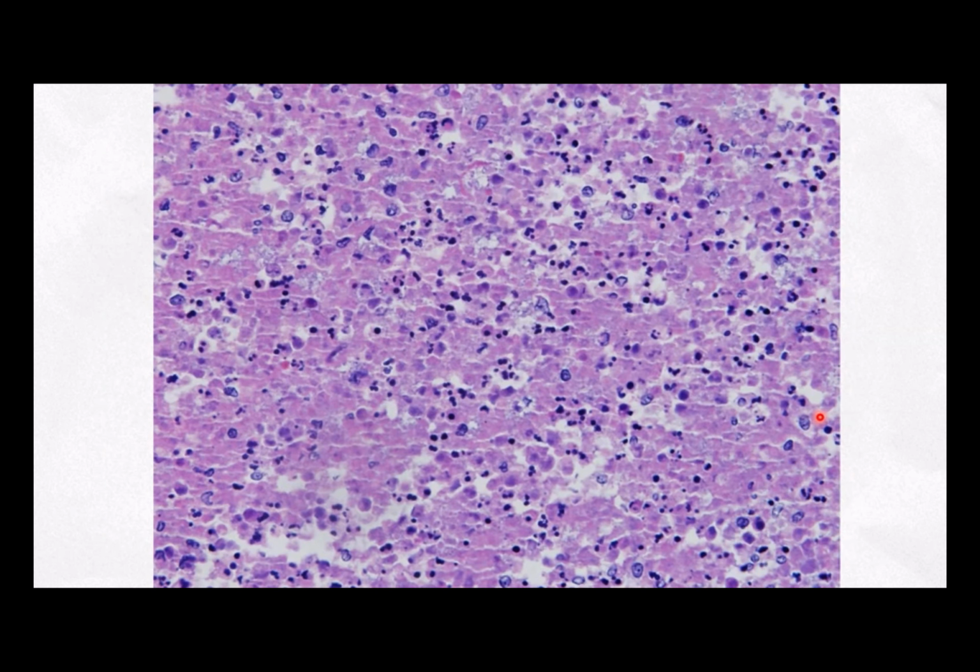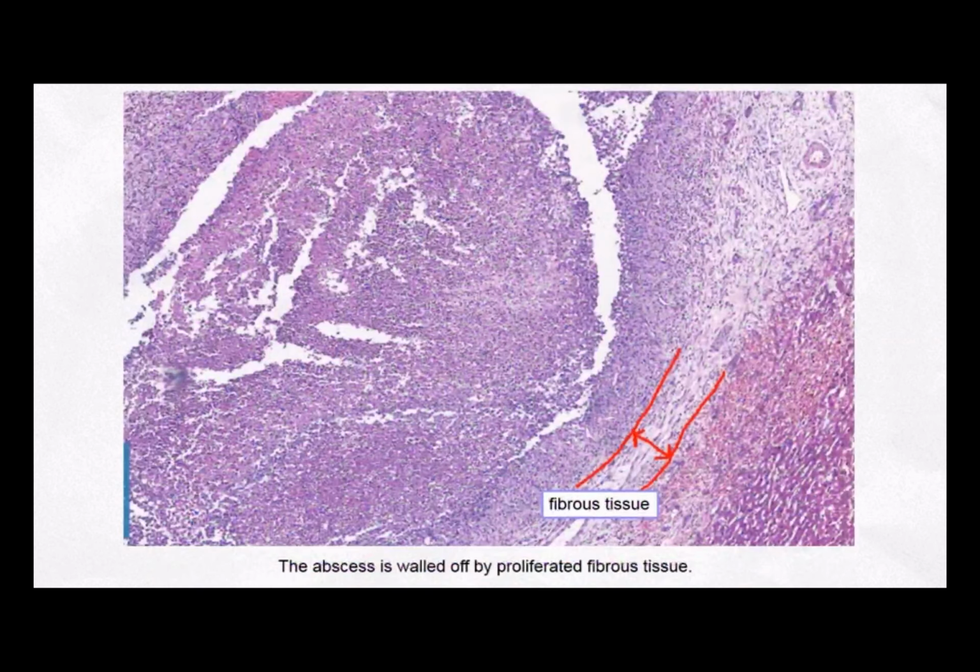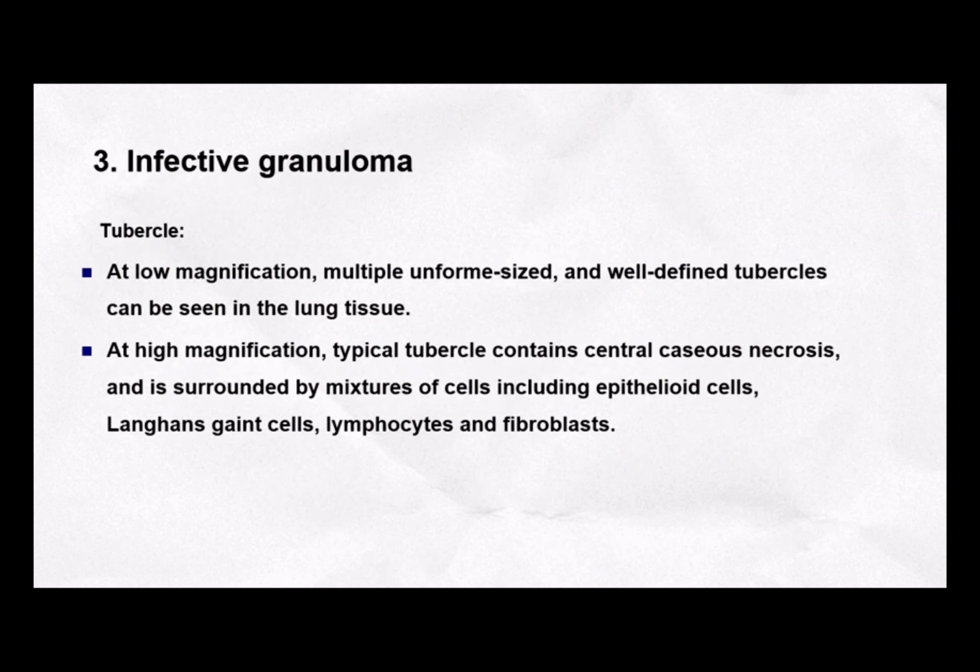At high power, in abscesses, there are large amounts of neutrophils. Some of them undergo degeneration and necrosis. The abscess is walled off by proliferated fibrous tissue. The third tissue section is infectious granuloma.